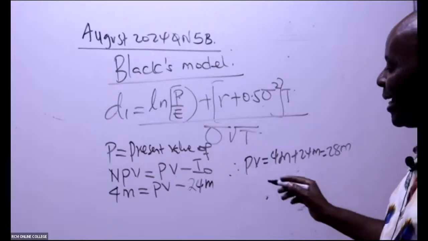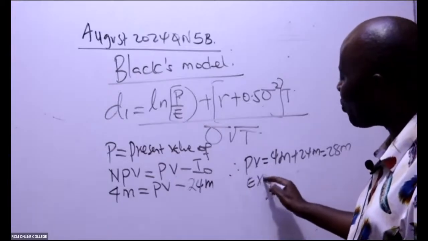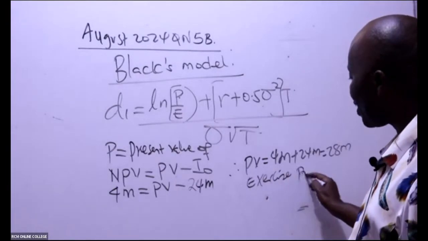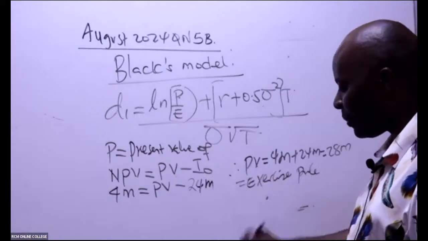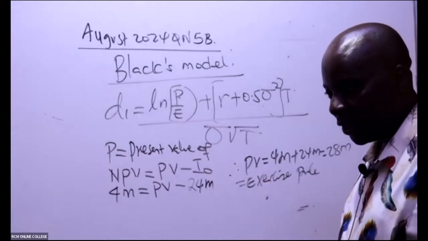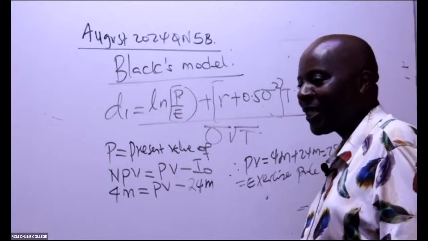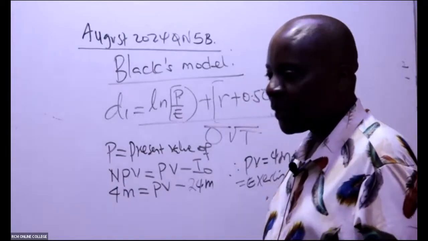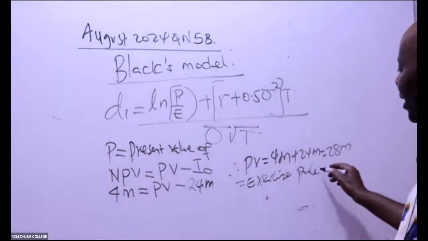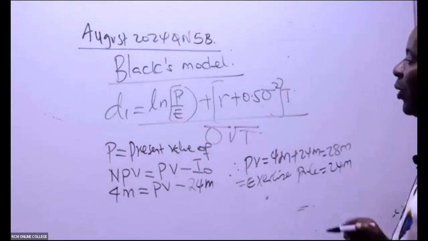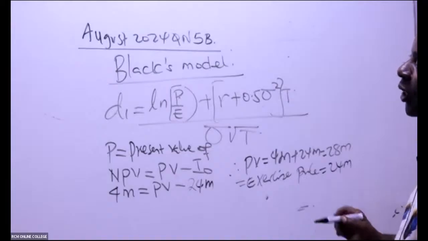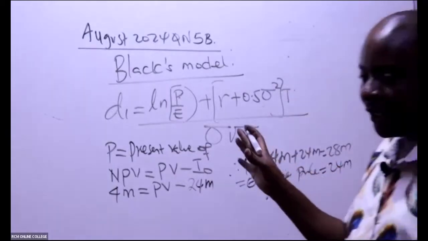And then remember, E is the exercise price. Exercise price is the amount I have to pay to acquire this project. So in this case, are you able to see the exercise price? This is not an abandoning question. This is an acquisition question. It's a building question. So in this case the exercise price is 24 million. So then can you kindly go ahead and give me this D1?